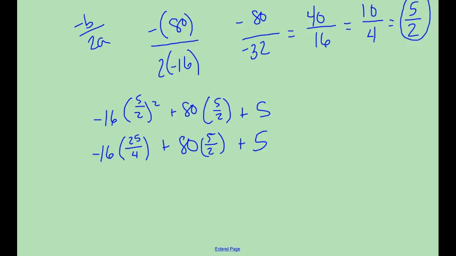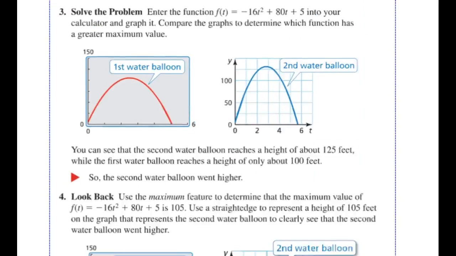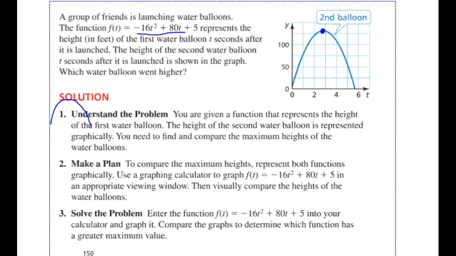I like to simplify my fractions before I multiply them, because I know that 16 is divisible by 4. So now I end up with a negative 4 times 25, which is a negative 100. 80 is divisible by 2, so now I'm left with 40 times 5, which is 200, plus 5. So negative 100 plus 200 gives me 100, plus 5 is 105. This tells me the height of that water balloon, which is the same thing I got from looking at my graph.